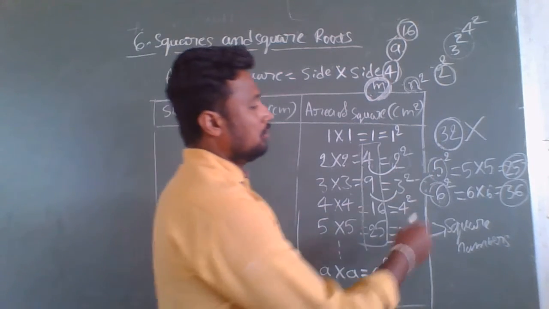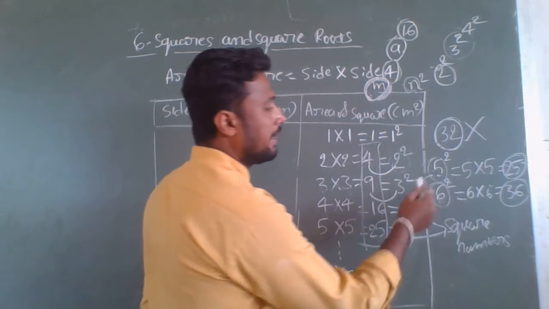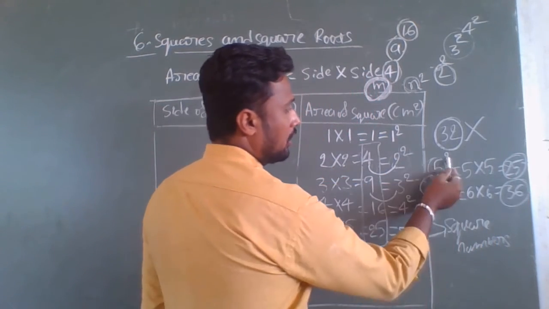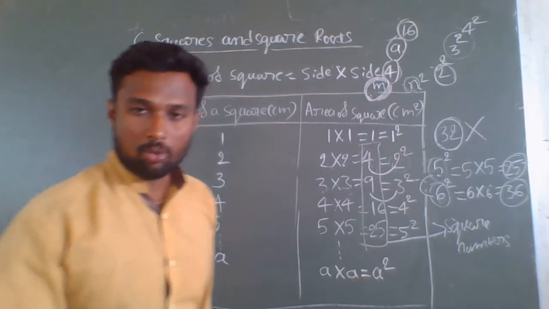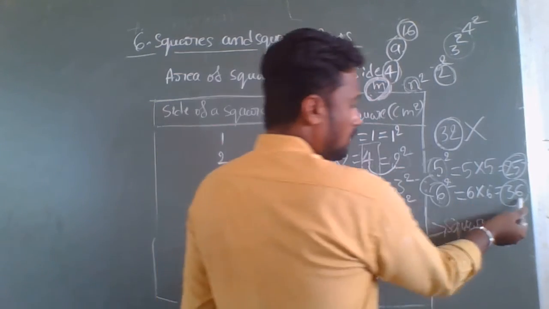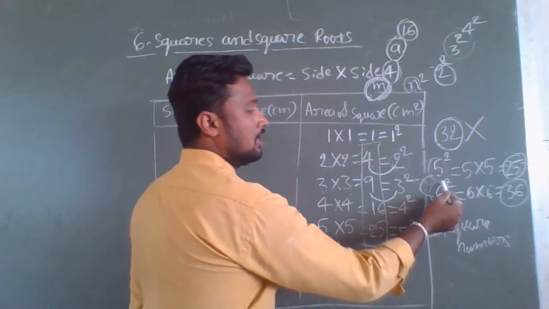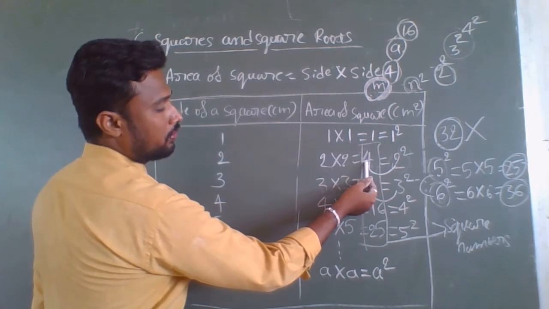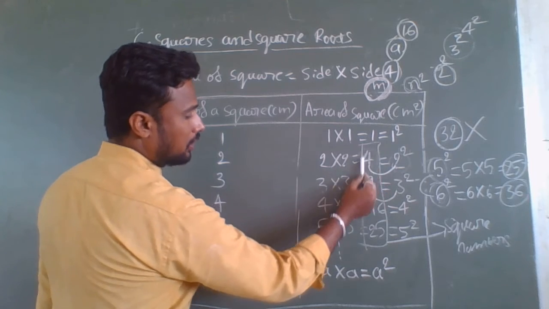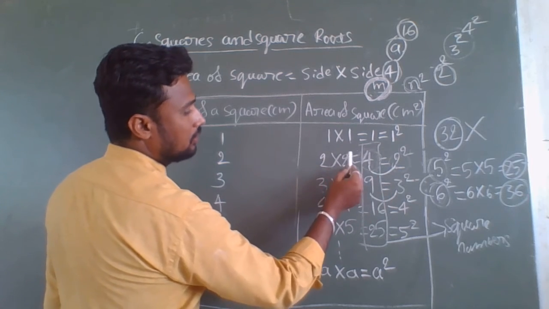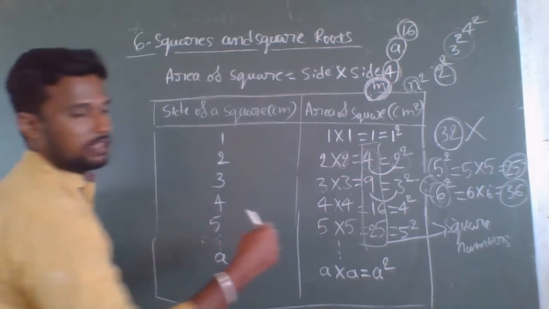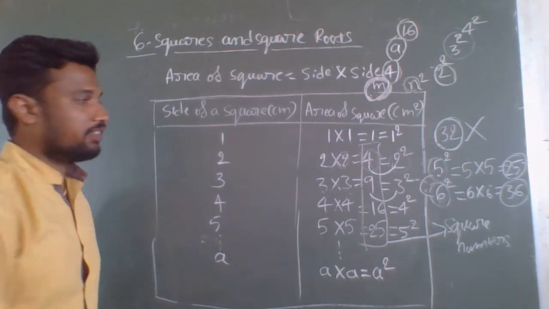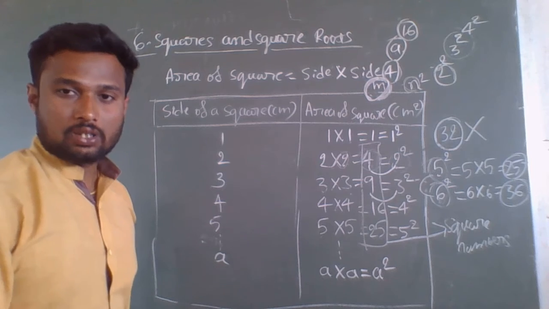And here you got to know about square roots. If this 25 is a square number, then this 5 is the square root. Again, if 36 is a square number, 6 is the square root. Here, example 4. If 4 is a square number, then 2 is the square root, because when you multiply 2 two times you get the square number 4. Therefore this 2 is known as the square root.